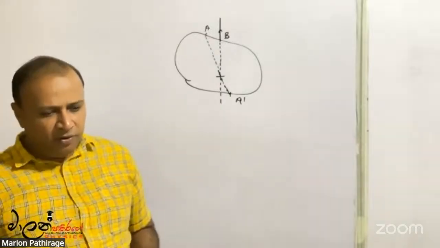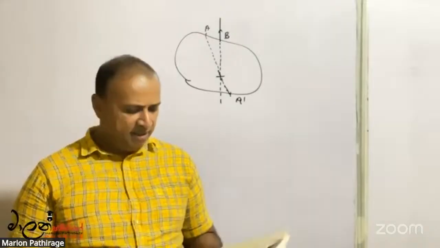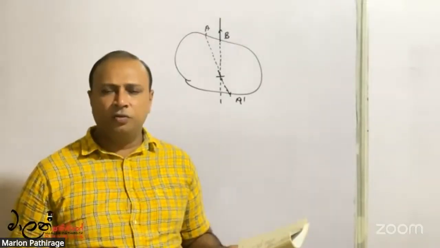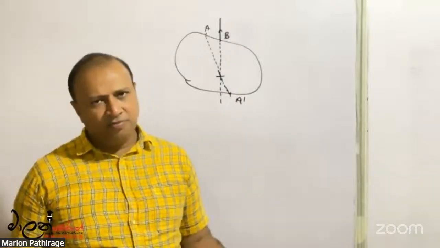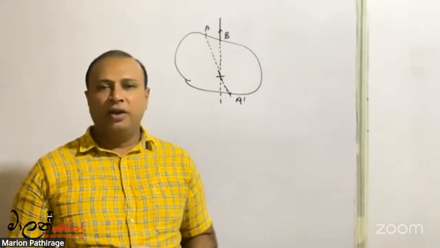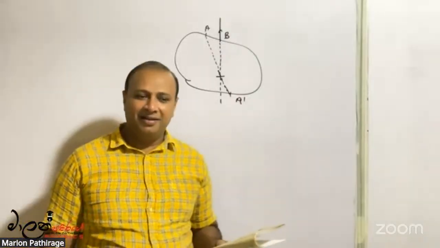Okay, when you are doing this kind of question, you can use your ruler. Just draw a vertical line through point B. Then you can connect A dash. Actually, this is a very, very easy question. We can do this question within a few seconds.